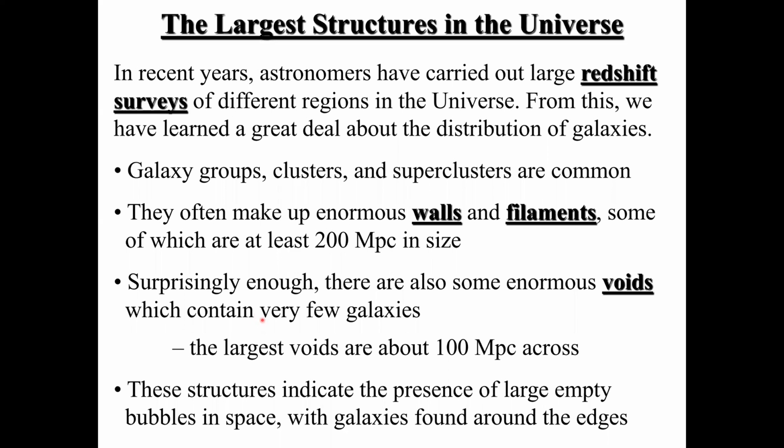There are places that we call voids that have very few galaxies, and at the same time there are places where you have these large walls and filaments of very large sizes, like 200 megaparsecs. And these structures indicate the presence of large empty bubbles in space with galaxies found around the edges, right?